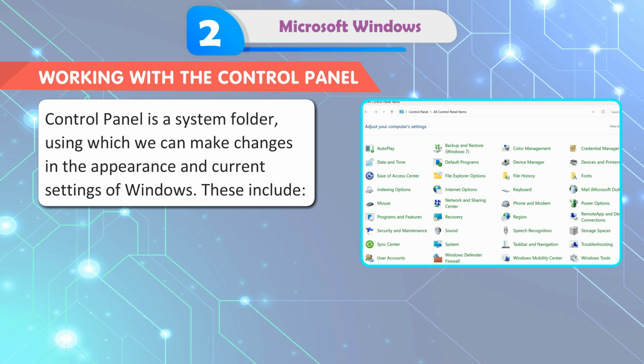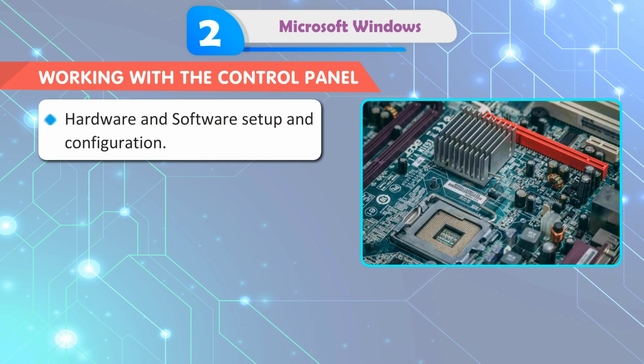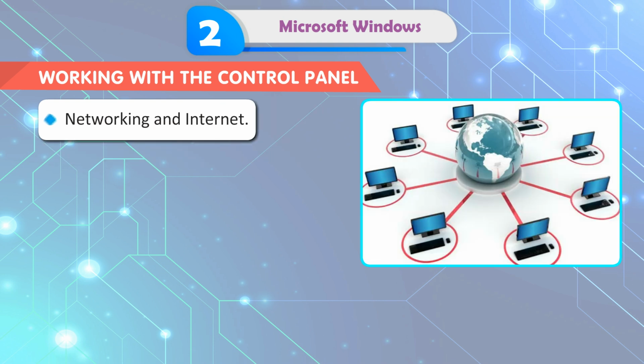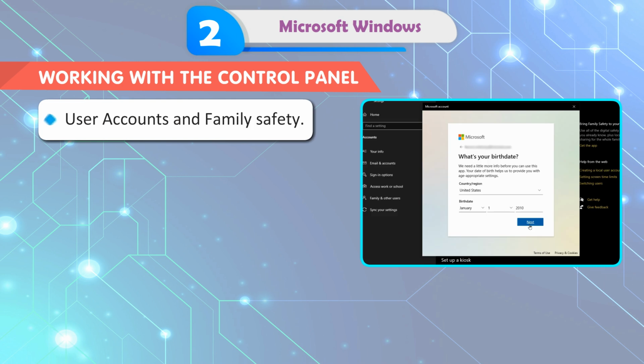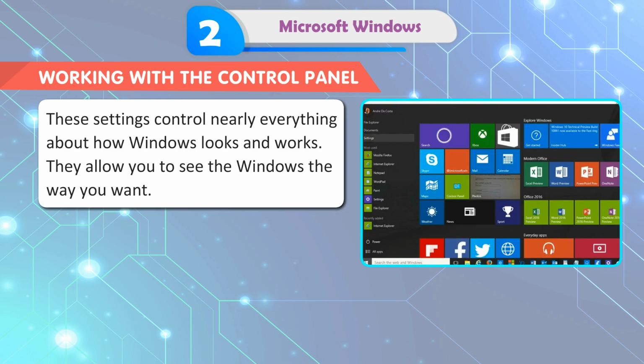Control Panel is a system folder using which we can make changes in the appearance and current settings of Windows. These include appearance and personalization of the desktop, hardware and software setup and configuration, system and security, networking and internet, user accounts and family safety, setting clock, language and region. These settings control nearly everything about how Windows looks and works. They allow you to see Windows the way you want.